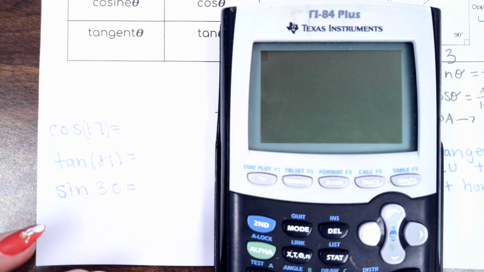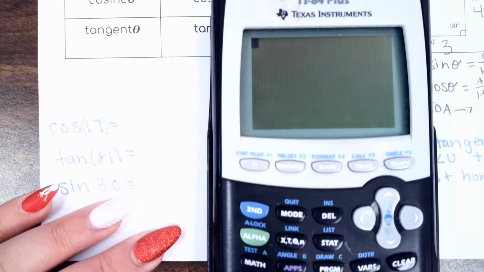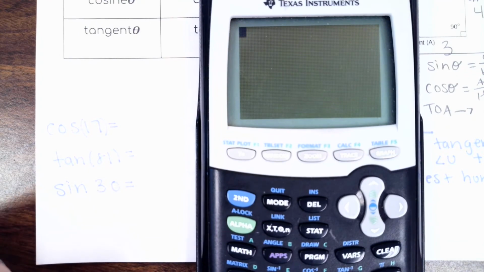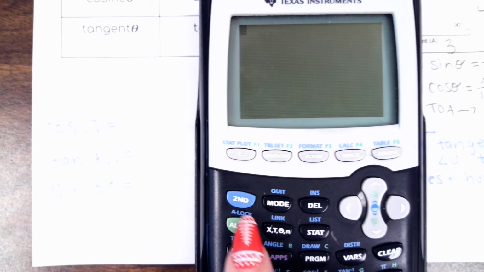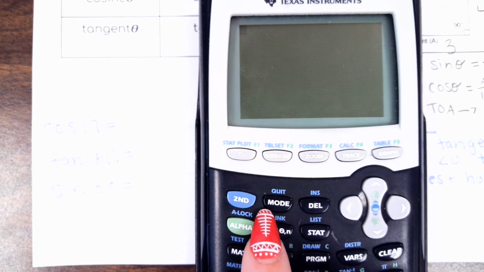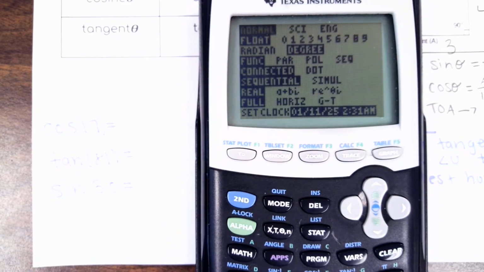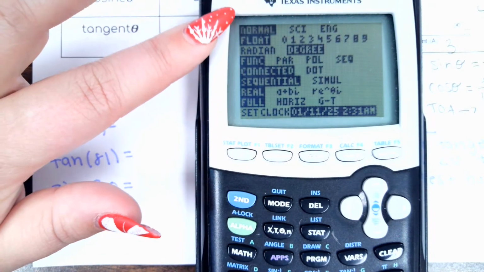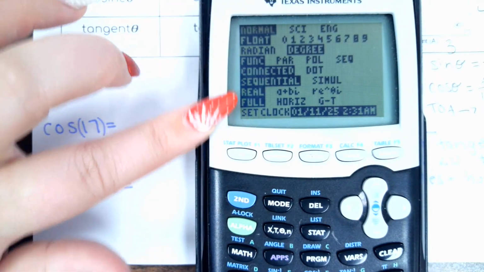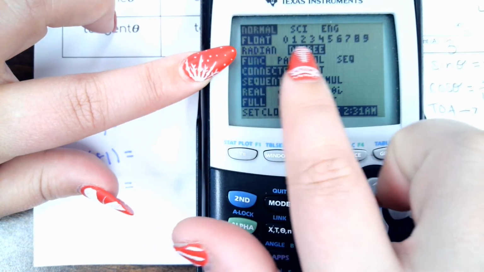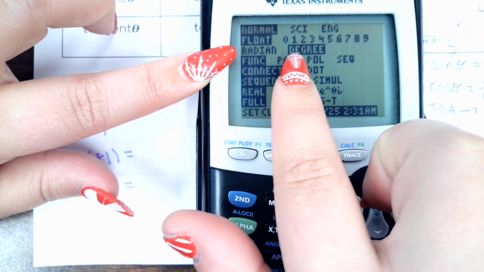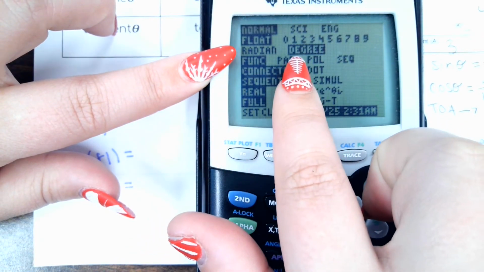We need to make sure that our calculator is in degree mode. So up at the top here, you've got second, and then right next to it is mode. Go ahead and click on mode. It brings up a bunch of different options. This third row here says radian and degree. We want degree to be highlighted.